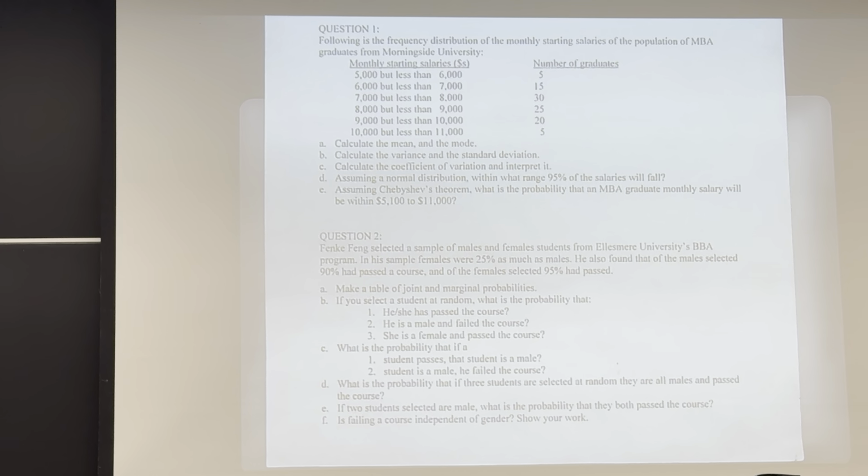So Frankie Fang selected a sample of males and female students from Ellesmere University BBA program. In his sample, females were 25% as much as males. He also found that of males selected, 90% had passed a course, and of the females selected, 95% had passed.